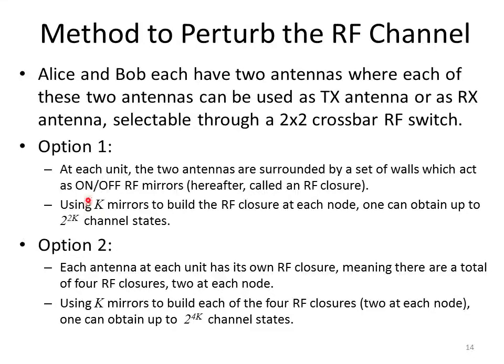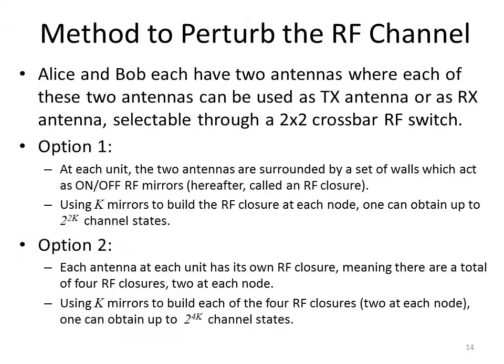Consequently, if we use K mirrors in each of these RF closures, the total number of channel states will be 2 to the power of K for each node and 2 to the power of 2K as in combination of both of them.